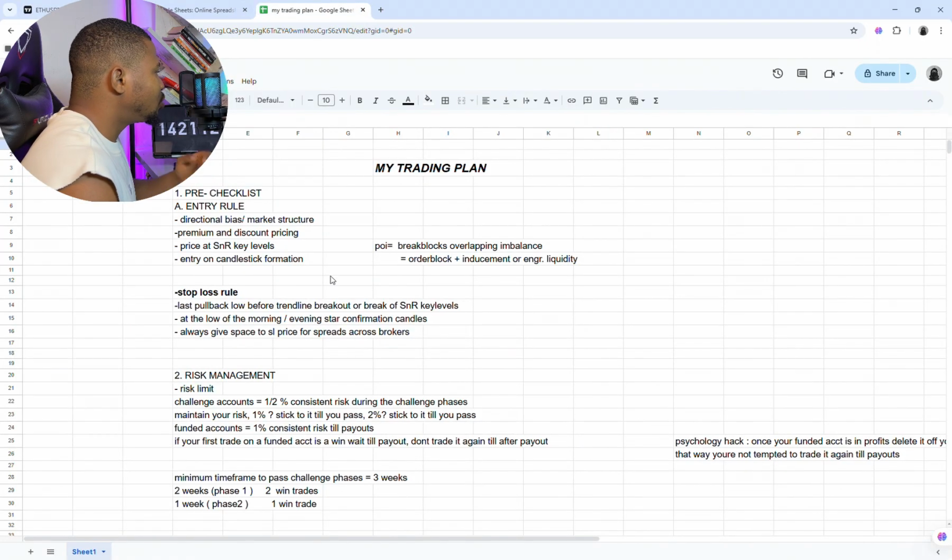All right, so let's go back to the trading plan. So that's that for the pre-check list. These are what I look out for: order block plus inducement and engineered liquidity. Now for the stop loss rule, my stop loss rule is the last pullback low before the trend line breakout.